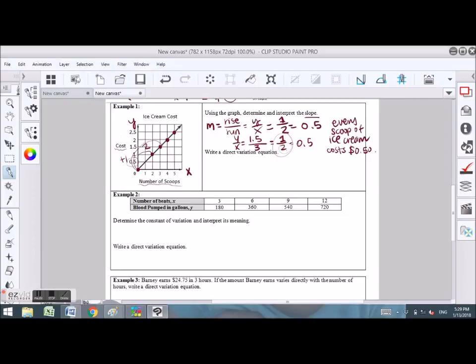Okay, so every time we find a slope, it's going to have some meaning, and you're going to have to look at the axes to be able to know what the meaning is. Now it says write a direct variation equation. Well, y equals mx, so we know that y equals 0.5x. So each of these problems is going to have various parts that you have to answer, and you need to make sure you're checking what they're asking you for.